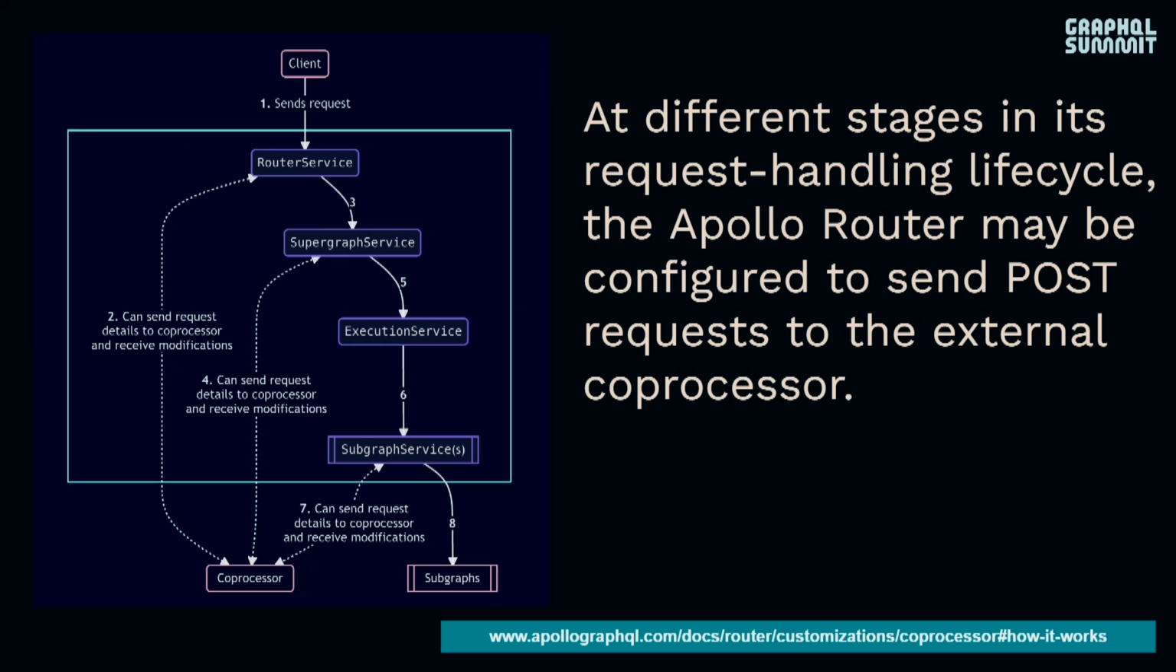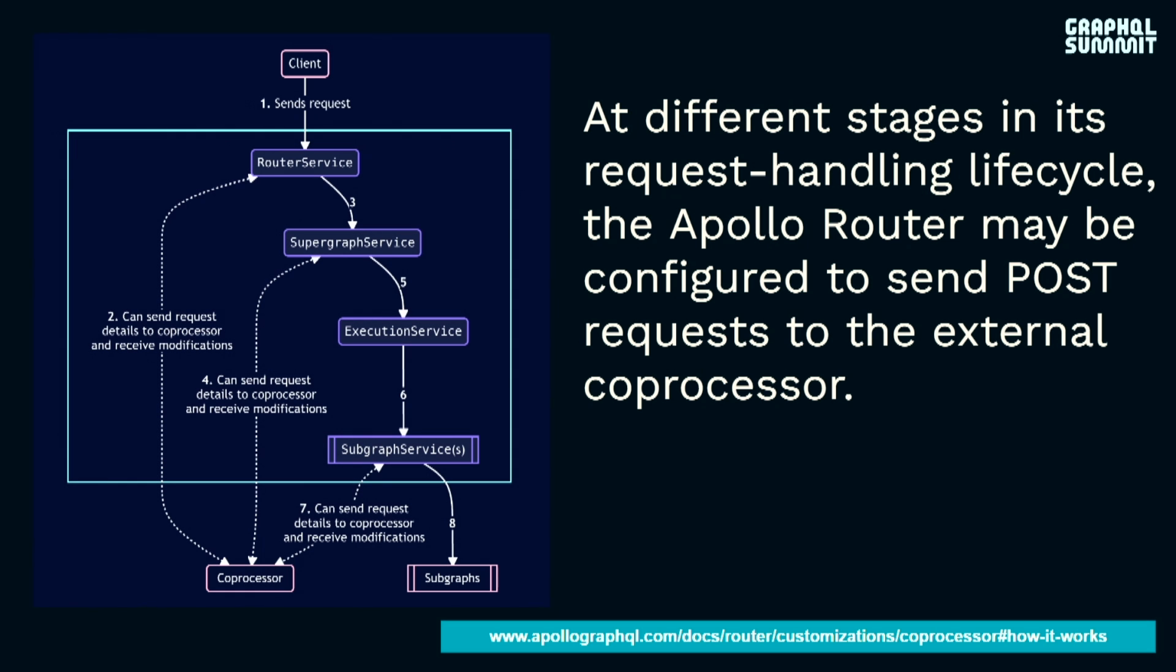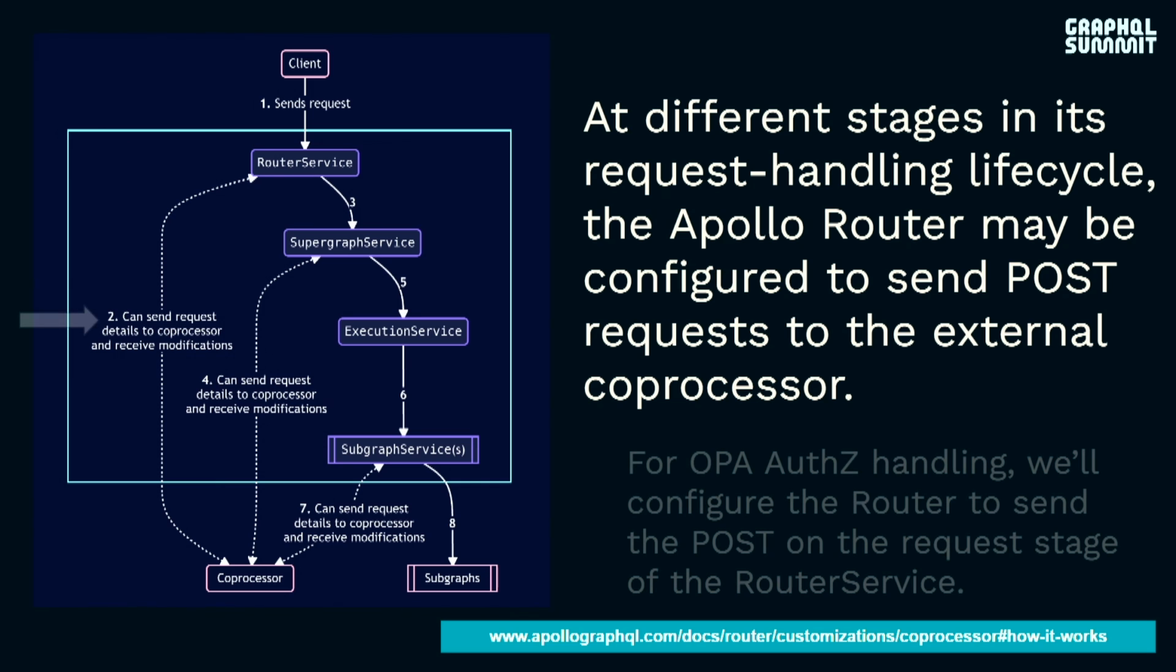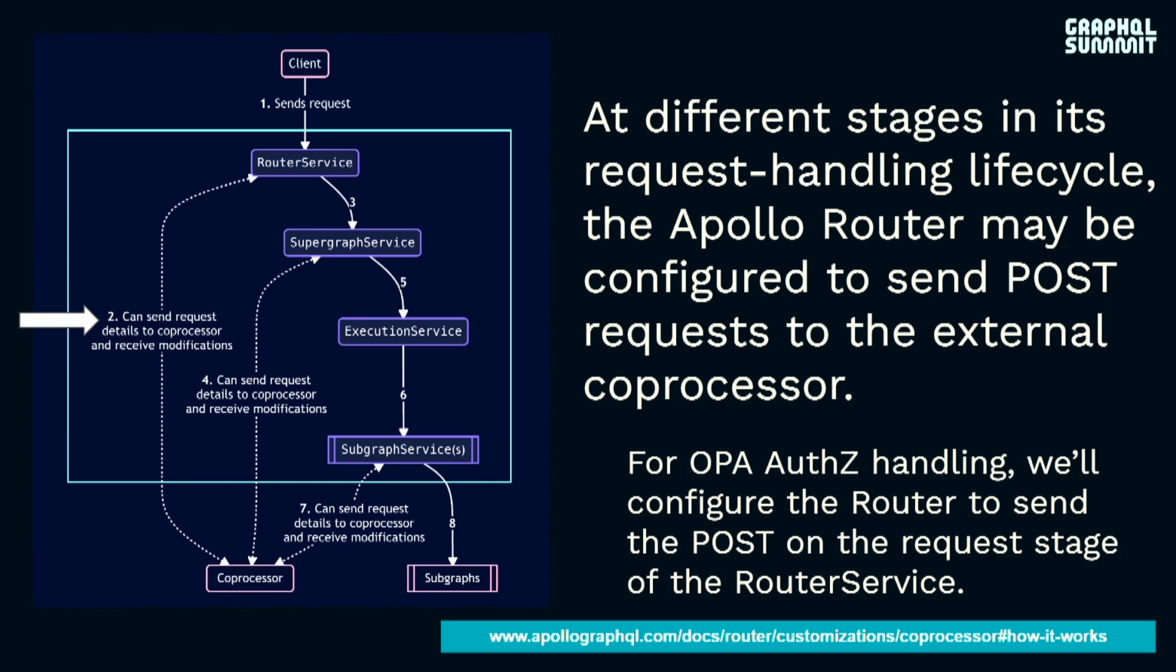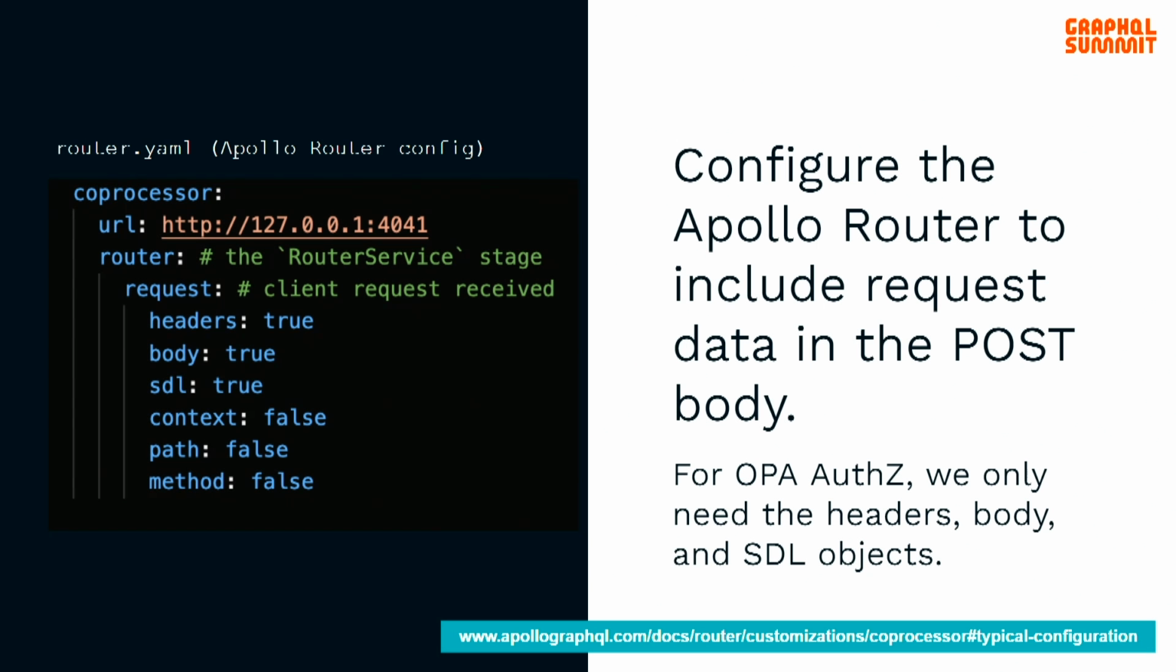At different stages in its request handling lifecycle, the Apollo router can be configured to send POST requests to the external coprocessor. So for our OPA AuthZ handling, we're going to configure the router to send that POST to that broker service at the request stage, right at the very beginning, the router service, the very first stage of the lifecycle, to send that information to the broker. So at this stage in the Apollo router, we can send the headers, the body, the SDL, basically the schema, the context, the path, and the method.